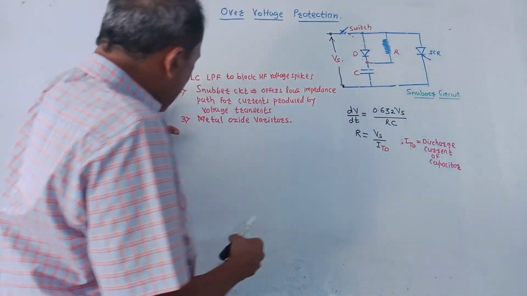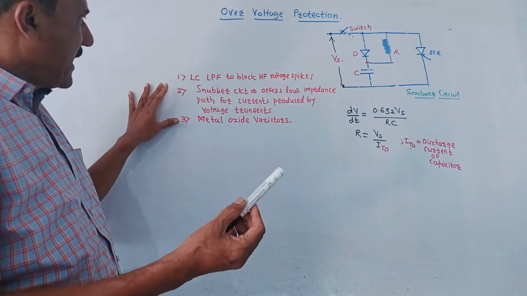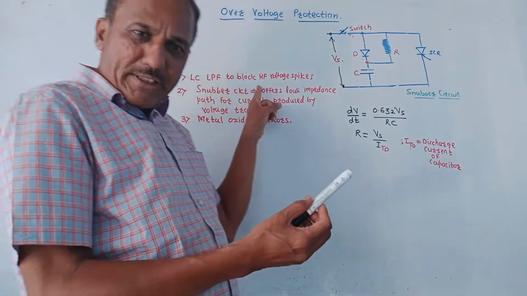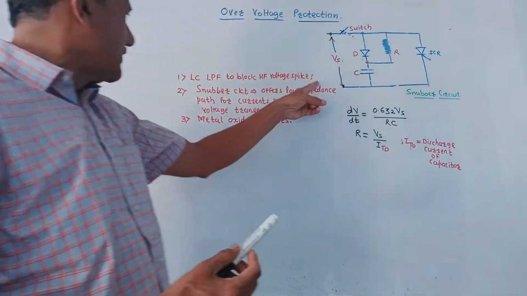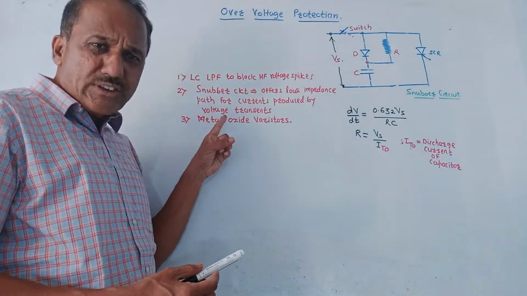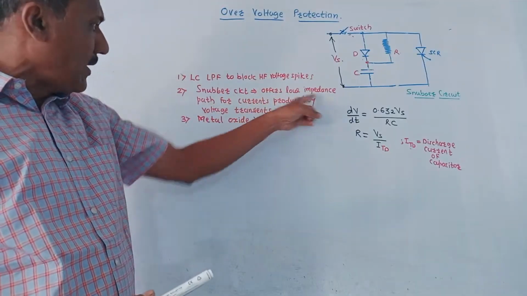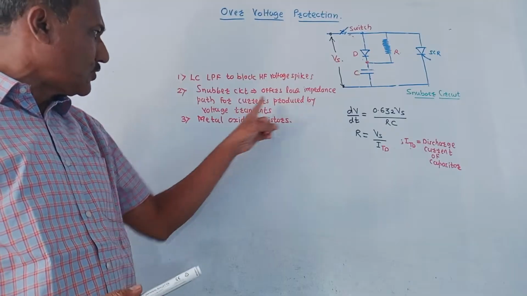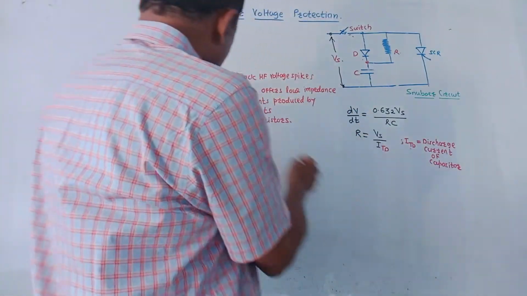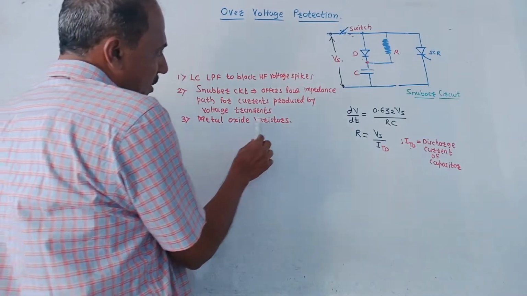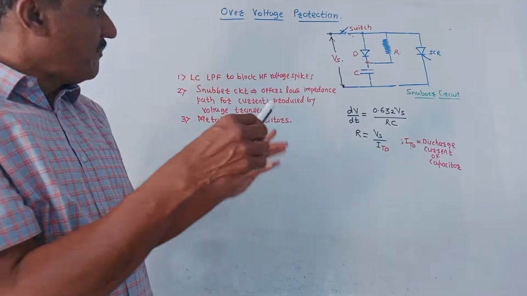So different techniques to provide such over voltage protections are: you can use an LC low pass filter to block the higher frequency voltage spikes. Second, you can use snubber circuitry. Snubber circuitry offers a low impedance path for current produced by voltage transients. Voltage transients means voltage spikes. And third, we can use metal oxide varistors, that is, variable resistors.